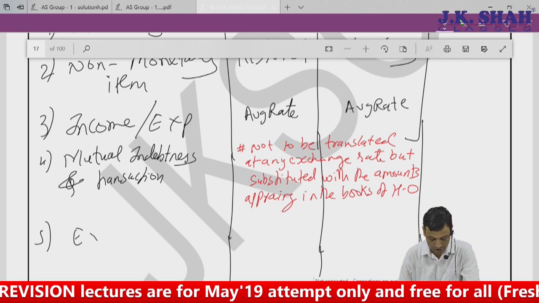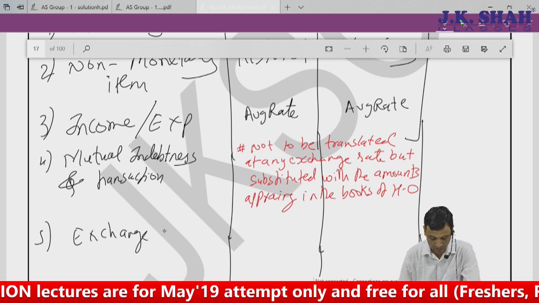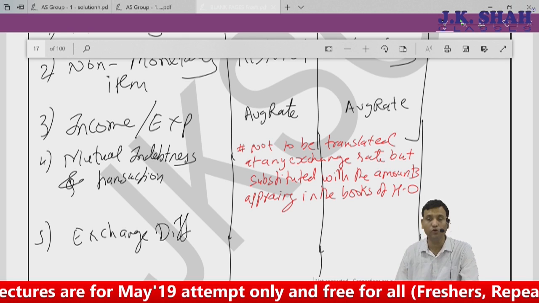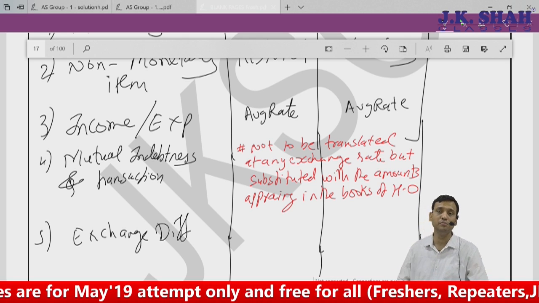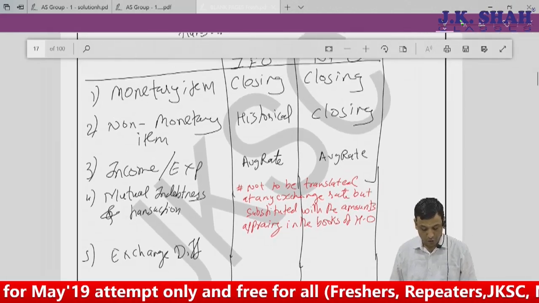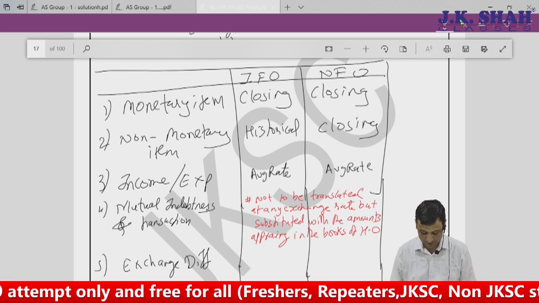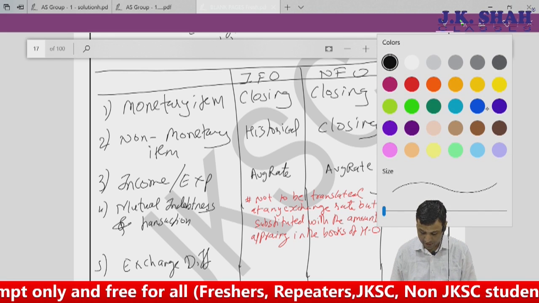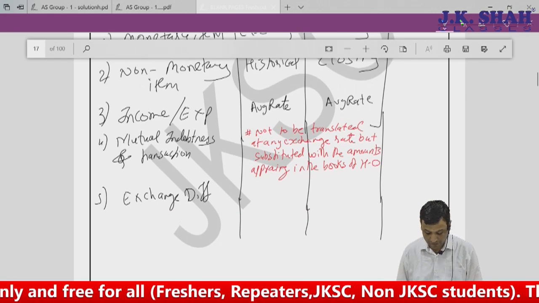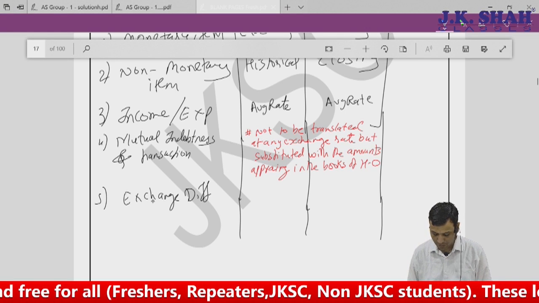Now, what is to be done for exchange difference? This you will do more in a branch account. There we have problems also. So you may go through our branch account revision lecture where we have problems and all those things with respect to this. What is to be done for exchange difference? The standard says difference means the difference in trial balance what arises.